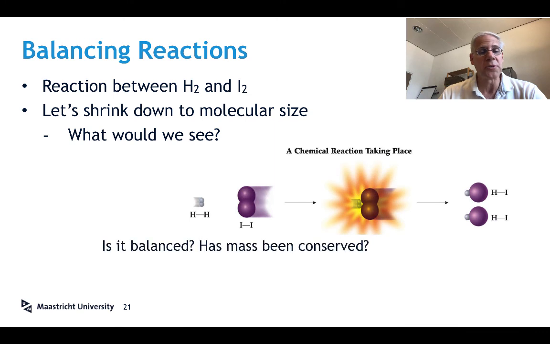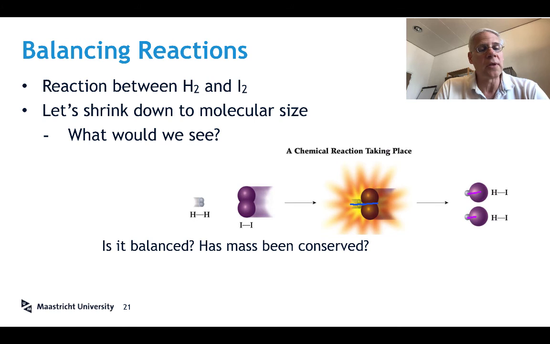So what would we see? Well, we've got an H2 molecule, we've got an I2 molecule, and they are going to crash into each other. So when they do crash into each other, we've got a release of some energy, and what we see is that the hydrogen-hydrogen bond broke right there, and the iodine-iodine bond broke right there as well. And then we had a hydrogen-iodine bond form right there, and another hydrogen-iodine bond form right there.